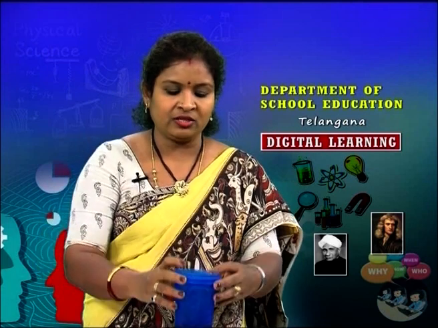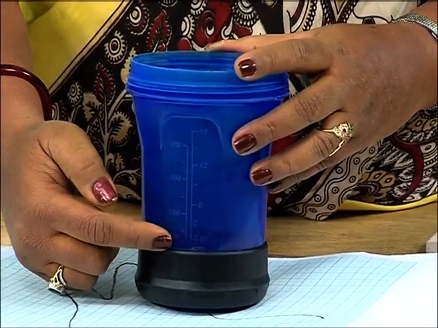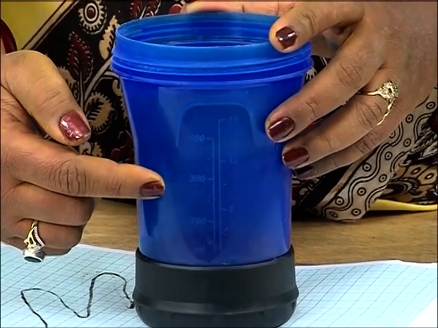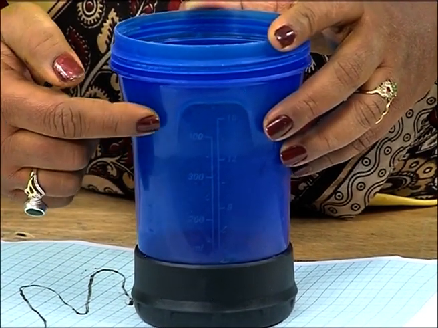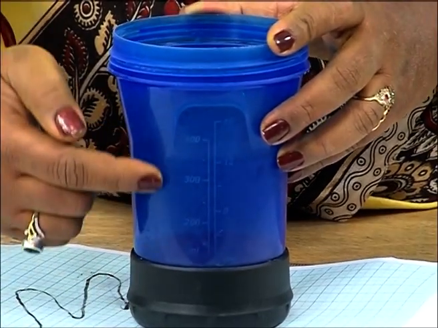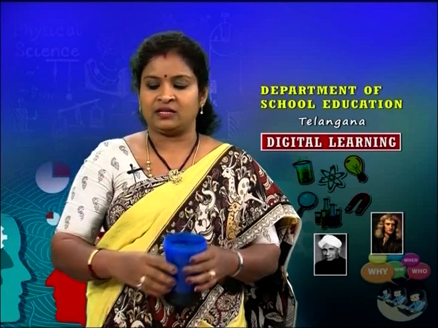Now, look at this, children. This measuring jar I have brought for you. Now, in this, you can see there are readings from 0, you have 100, 200, 300, 400 ml. That means if you pour liquid in it, you can measure 400 ml of liquid. Okay, children. So by using measuring jars or measuring cylinders, you can measure the volume of any liquids.